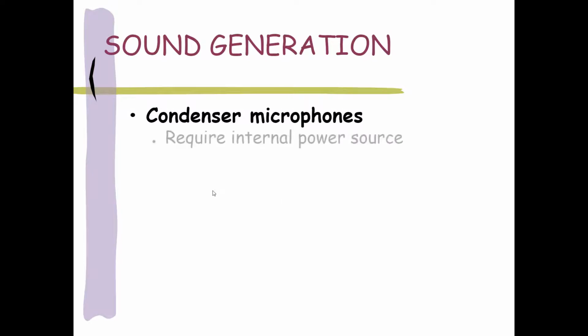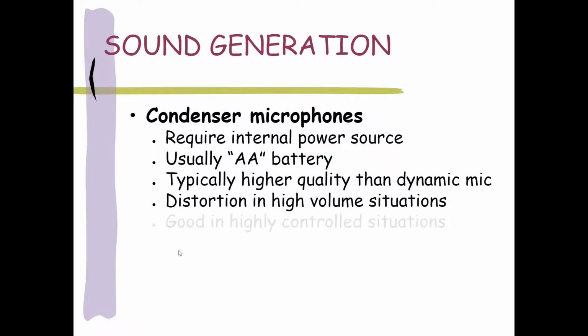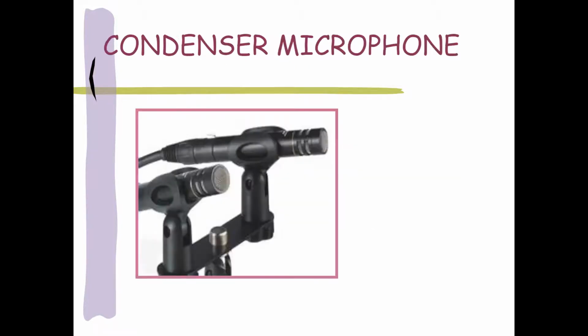Okay, then the condenser. The condenser requires an internal power source, usually AA batteries. This is a typically higher quality microphone and often it costs more. This microphone, however, will have distortion in high volume situations. So definitely don't want to use this for your rock concert. But it is great for a controlled situation, like a broadcast studio, where you know you're not going to have anything out of the ordinary happen.